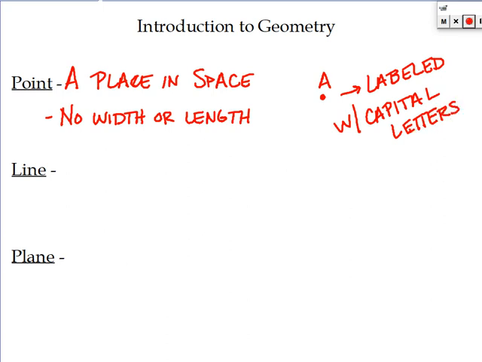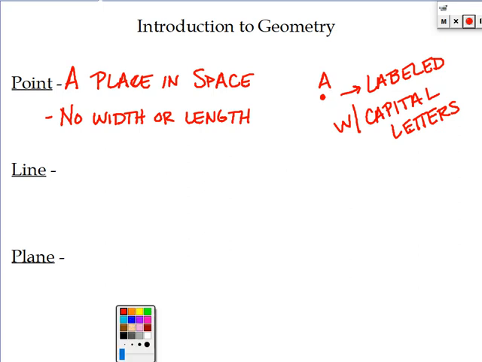Okay, so they're always labeled with capital letters. And you'll see all the letters of the alphabet, A through Z. We can use whatever. But for now, I just use A. So whenever you see a dot there, it's a point. It's just a place in space. But remember, there's no width or length. You couldn't measure to see how many centimeters high or wide it is or anything like that.